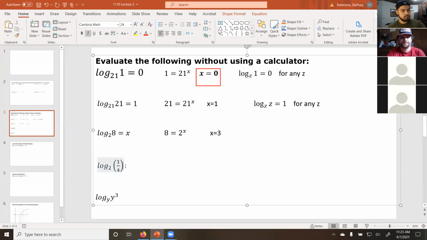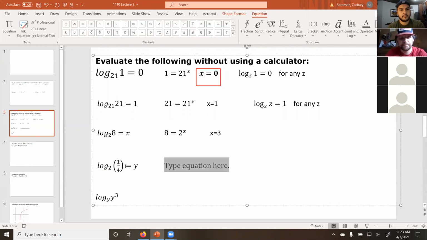Set it equal to x. And honestly, you could set it equal to y if you want to. It's a dummy variable is what we call it. So it doesn't really matter what we choose, but if you're comfortable with x, leave it as x. I'm just going to do y for the sake of, I don't know, doing y. Doesn't get enough respect. 1/4 equals 2 to the y power.